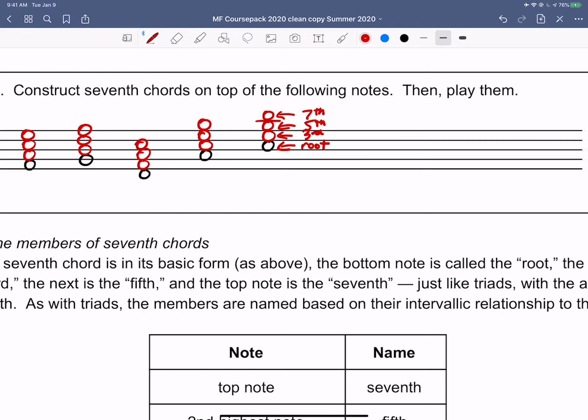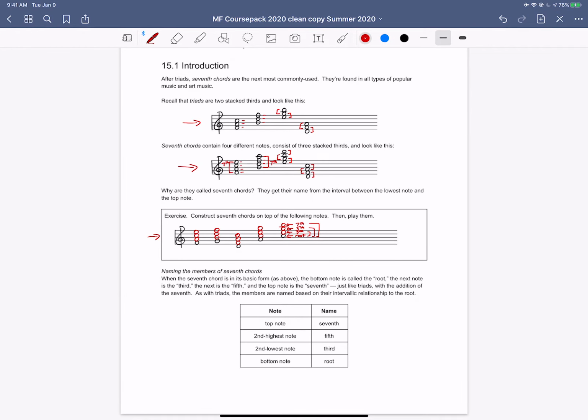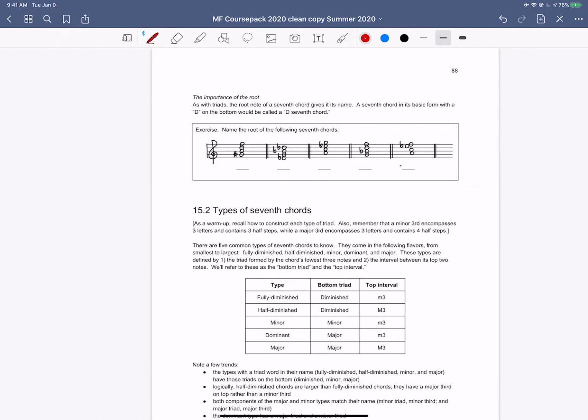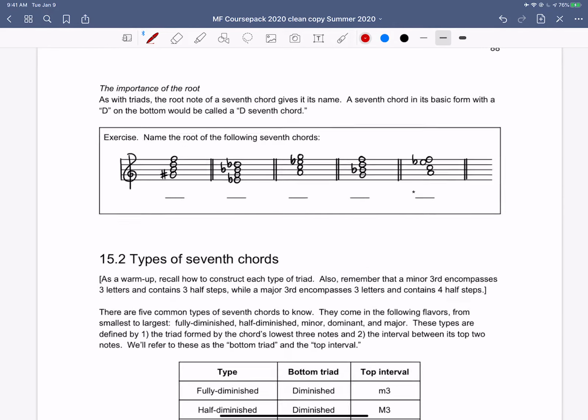Why are they called that? Well, the third is a third above the root, the fifth is a fifth above the root, and of course the seventh is a seventh above the root. So very easy to remember. Let's go on to the next page.